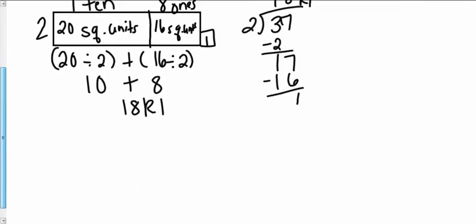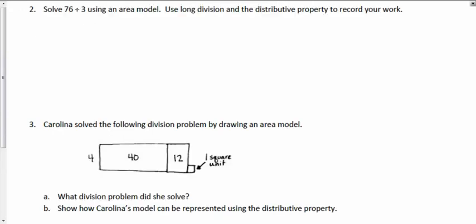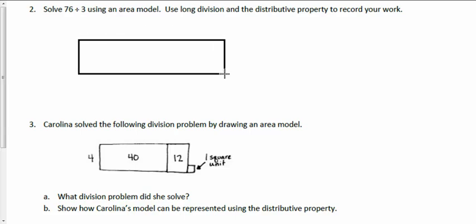All right, so let's go on to number 2. Now it says solve 76 divided by 3 using the area model. Again, I believe we just did this together as well. Use long division and the distributive property to record your work. All right, so we're going to go ahead and start with a rectangle that looks like this. And my width is 3, and then over here I'm going to use long division, 76 divided by 3.